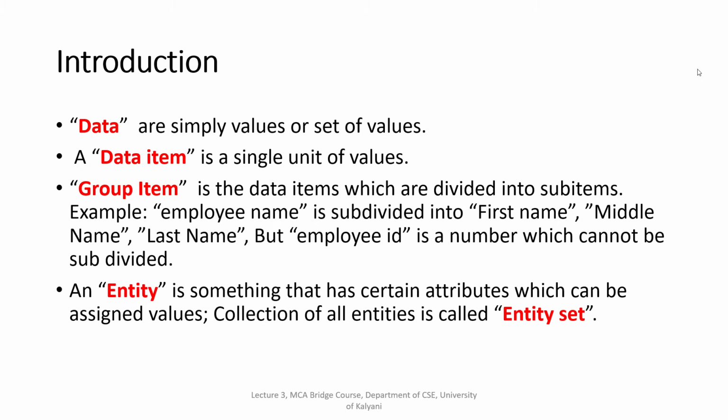What is data? Data is simply a set of values. Data item is a single unit of the value. That is, data is a set. Then each element of the data is a data item.